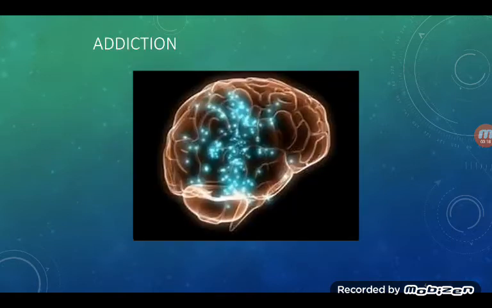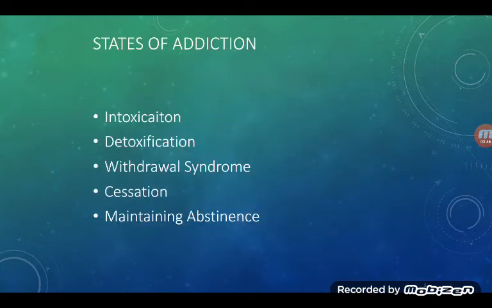Addiction is a tough one to look at. We're now realizing that with some of these addictions, the pleasure center or brain reward system is activated within the brain. Dopamine and other neurotransmitters are involved. So there are stages of addiction: intoxication, detoxification, withdrawal syndrome, cessation, and maintaining abstinence. So intoxication is that state of being influenced or affected by a drug or other toxic substance. Detoxification is treating an intoxicated patient to diminish or remove drugs or their effects from the body.